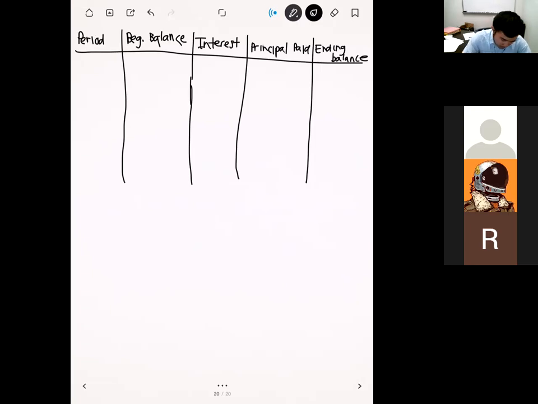So actually, period. Let me just go ahead and list these out. Period is just going to count up from 1 to 5. And let's start to fill in some formulas here for how you would actually compute these things.